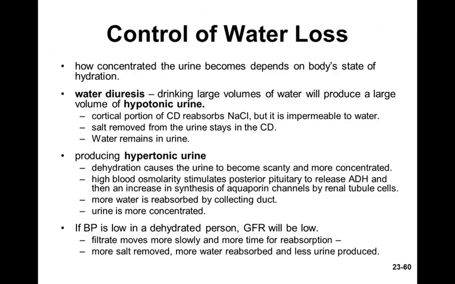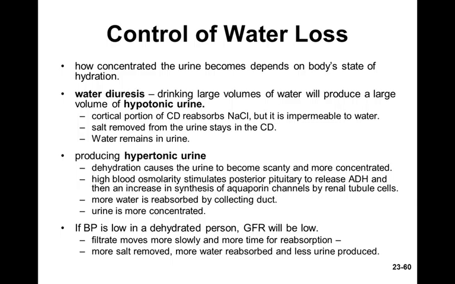The control of water loss, how concentrated the urine is, depends on the body's state of hydration. Obviously, the more you drink, drinking large volumes is going to produce a large volume of hypotonic urine. So water is going to remain in the urine and you're going to urinate more. This is also called water diuresis.